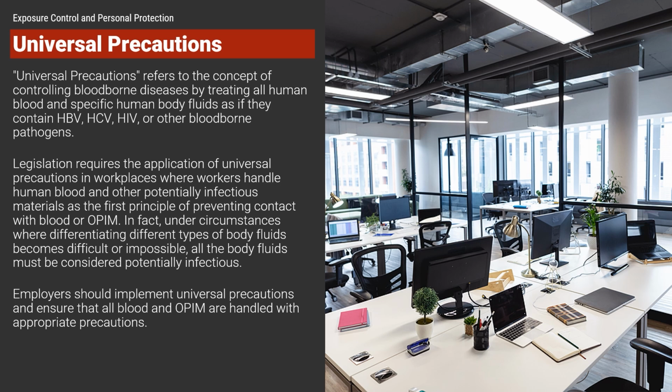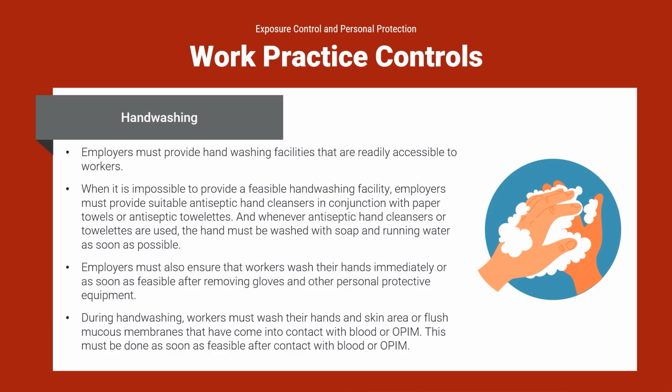Workplace practice controls. Hand washing. Employers must provide hand washing facilities that are readily accessible to workers. If this isn't possible, antiseptic hand sanitizers in conjunction with paper towels or antiseptic towelettes may be acceptable. Employers must also ensure that workers wash their hands immediately or as soon as feasible after removing gloves and other PPE. During hand washing, workers must wash their hands and skin areas, and flush mucous membranes that have come in contact with blood or OPIM.